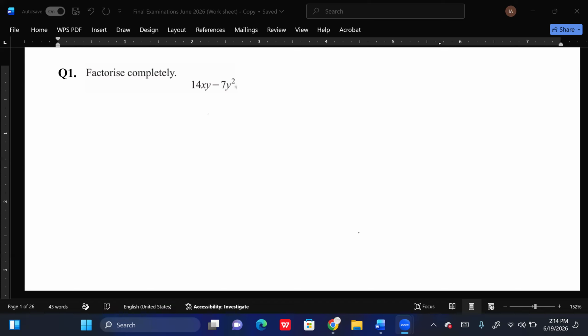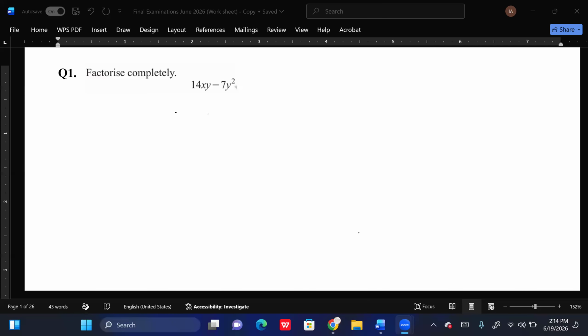As you can see in this expression, you can see number 7 and you can see number 14. Yes, both are divisible by 7. It means I can take 7 as common. Along with this, I can see y in both terms. Whenever we take common from the variables, we always take the smallest power as common. So you can see y to the power 1 is the smallest power, whereas for x, there is no x in the second term, therefore I cannot take x as common in this expression.